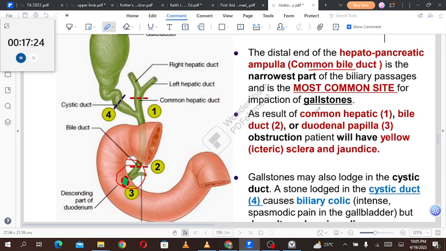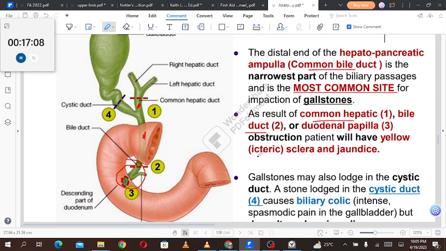As a result of obstruction, number one, this is the common hepatic duct, over here. Then we have the bile duct, number 2. Then the duodenal papilla, that is number 3. This is the duodenal papilla.